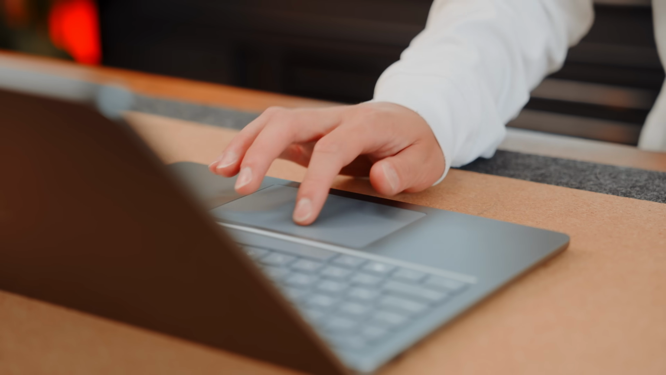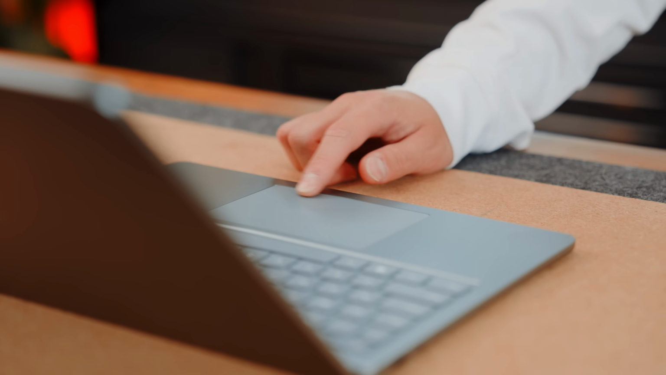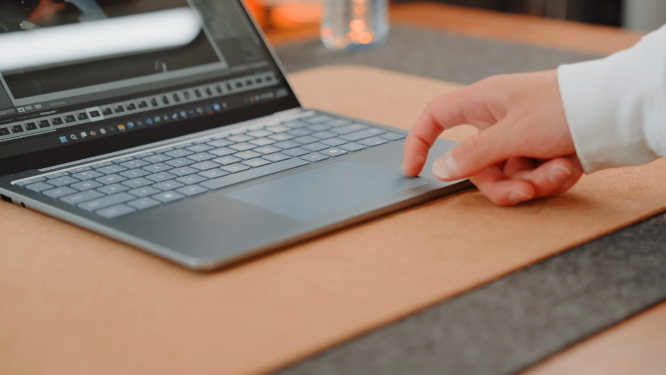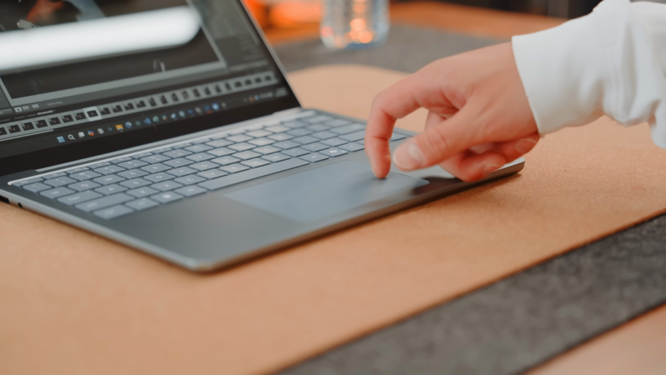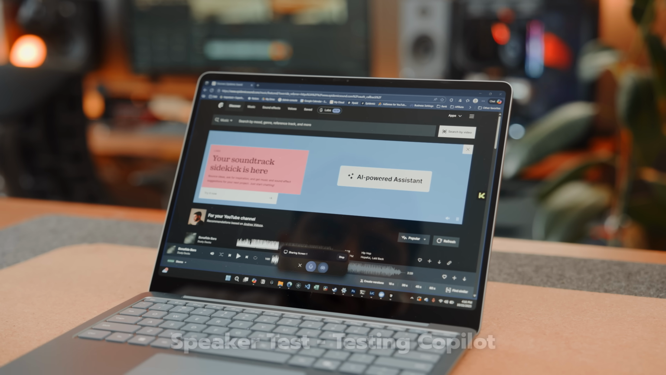Plus right at the bottom, the surface of the trackpad, again, very Surface-like. It's got that nice rubbery feel to it. It doesn't feel cheap or plasticky, like it's got some good feedback. And the speakers, well, they are pretty decent.